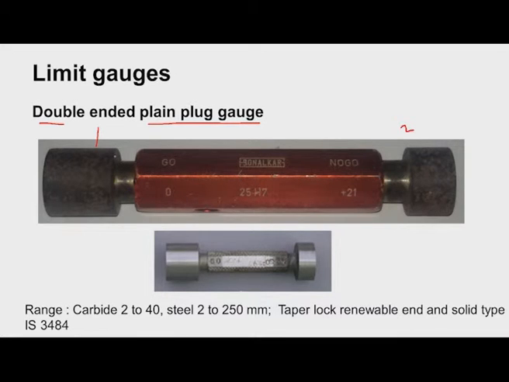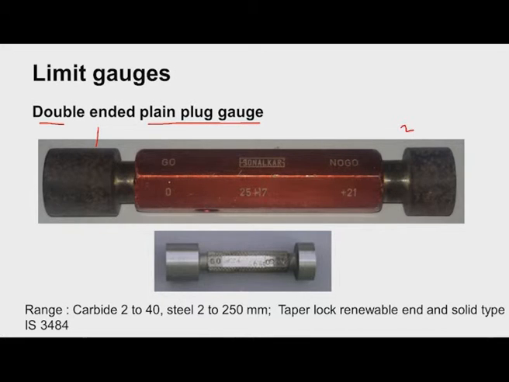The GO gauge corresponds to the maximum material limit, and the no GO gauge corresponds to the minimum material limit. This is used to check the minimum size of the hole and this is used to check the maximum size of the hole. And we can see here the GO end is longer than the no GO end.